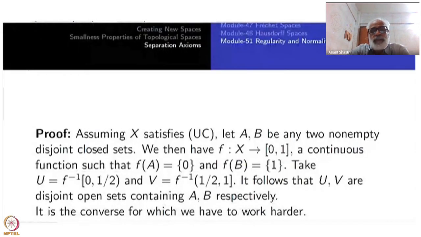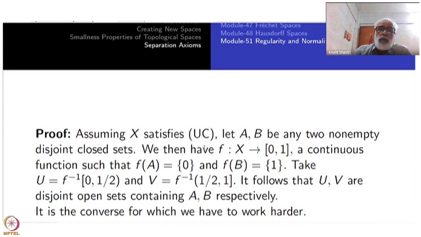Okay. So one way is obvious, which we have seen already in some sense. Assume that UC is satisfied by X. Take A and B, any two non-empty disjoint closed sets. Okay. And take a continuous function f from X to 0, 1, so f of A is 0 and f of B is 1. Then take 0 to half, half open, and half to 1, again half open. Take the inverse images, call them U and V. They will contain A and B respectively. So that is the condition for Urysohn's normality. If one of them is empty, suppose A is empty, then you can take U empty and V equal to all of X. So that is obviously satisfied. There is no need to worry about that.